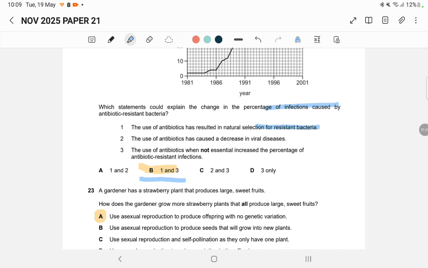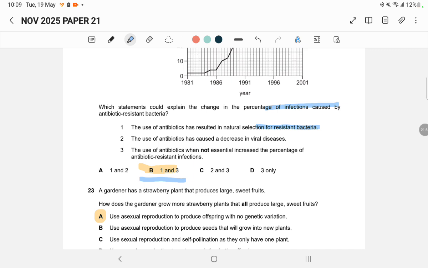Of course, anything that you are going to use for a longer period of time will cause resistance. For example, when you are taking Panadol, the more you take it, the bacteria will develop resistance against it by natural selection, which takes many generations and a lot of time.